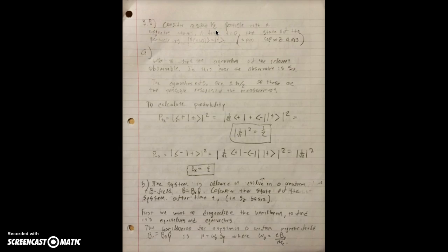So we want to find the eigenvalues of the relevant observable. In this case, the observable is S sub x, just like the question stated. The eigenvalues of S sub x are plus or minus h bar over 2. So these are the possible results of the measurement.